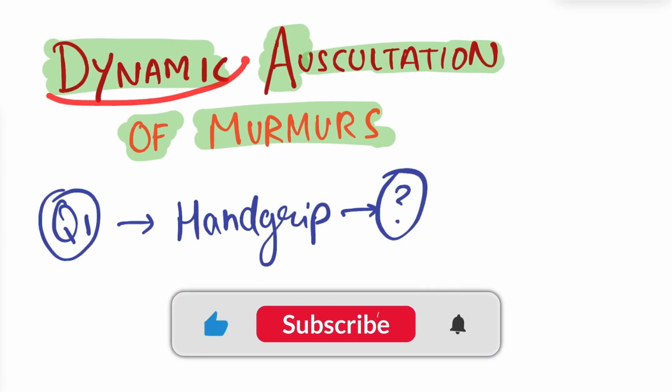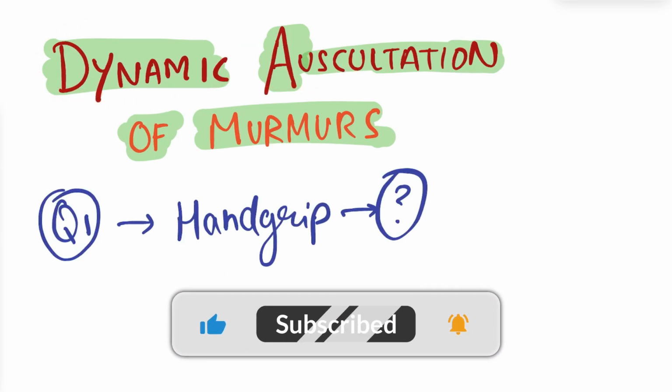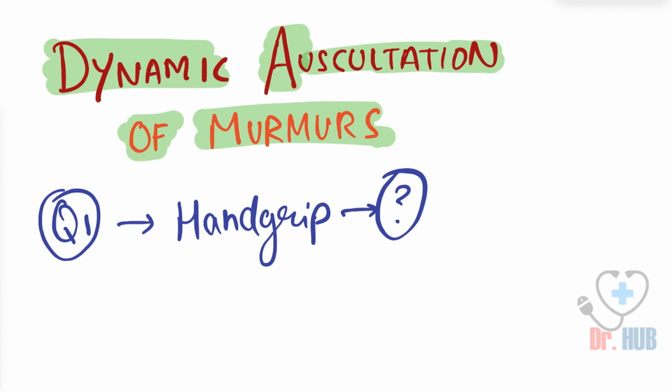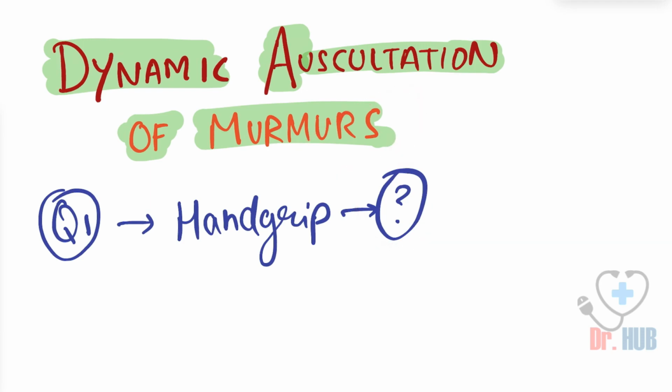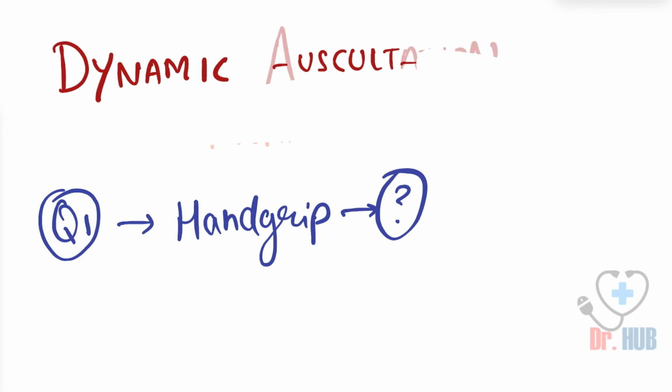Today we're going to look at the dynamic auscultation of the murmurs. Before we begin, we would like to ask a question: in terms of hand grip, how was the murmur? What are the findings in terms of the hand grip? In this video we'll find the answers to these questions and learn in detail.